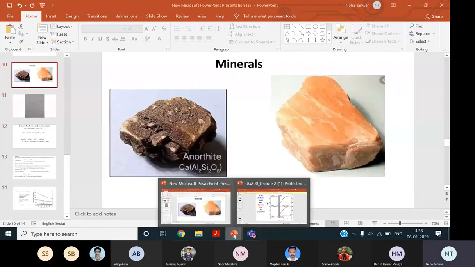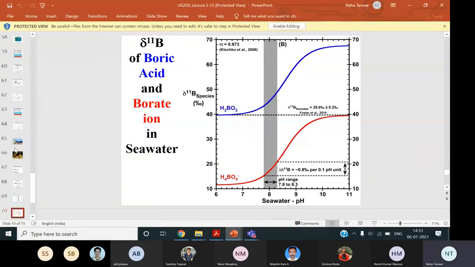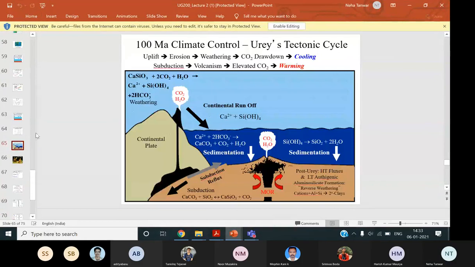Okay, in general, what is weathering? Weathering is actually dissolving the rock material. We are talking about chemical weathering here, which is aided by a small amount of acid in the water. That could be carbonic acid or sulfuric acid.